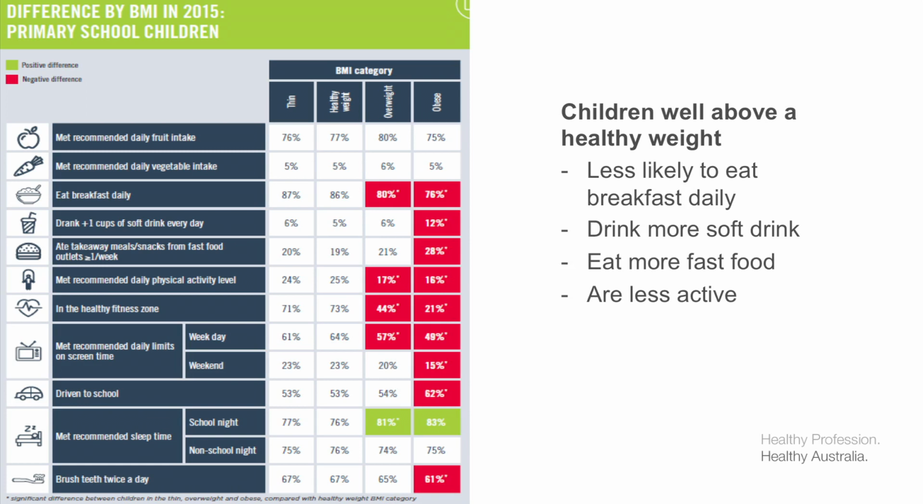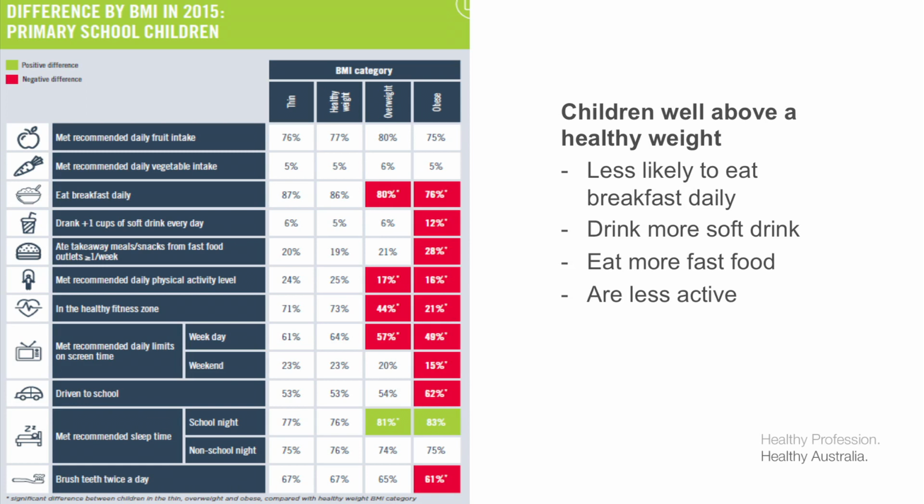As you can see in the red, there are a number of health behaviours which characterise children well above a healthy weight. We can see across all BMI categories, things like vegetable intake is very low. We can see that children who are well above a healthy weight less commonly eat breakfast daily. They are more likely to drink more soft drink, for example, at least 1 or more cups of soft drink per day. In children that are overweight and obese, the rate is 12% compared to those of a healthy weight, it's only about 5%.